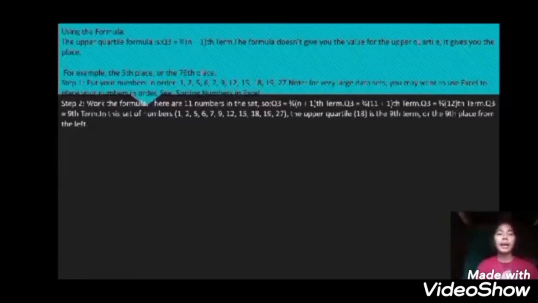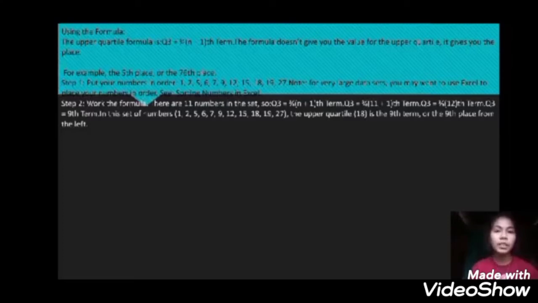Using the formula, the upper quartile formula is 3/4 times (n plus 1) terms. The formula doesn't give you the value for the upper quartile. It gives you the place, for example, the 5th place or the 76th place.